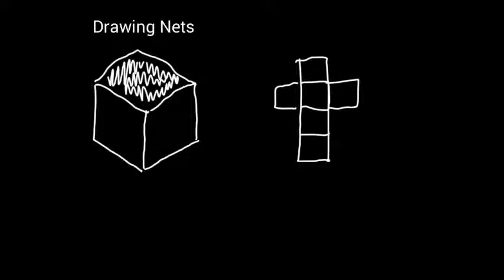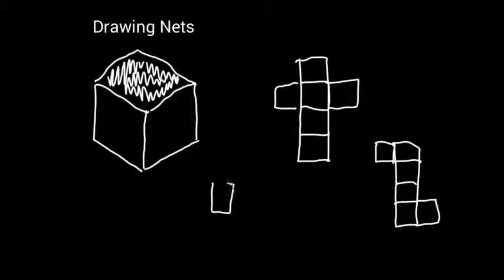But that's not the only way to draw this net. So, you could have a block up there, like that. What you can't have is one where the squares are going to cover each other up. So if you notice that, if I folded that, this square right here and this square would cover each other up, and then there would be no square on one side of the cube. So it wouldn't fold up to make a cube.